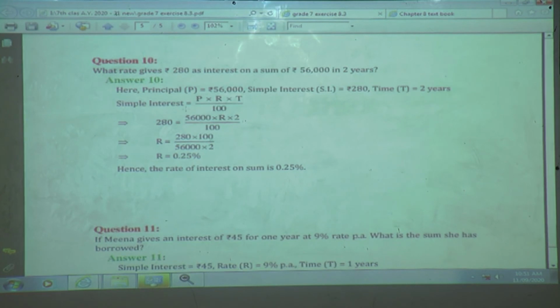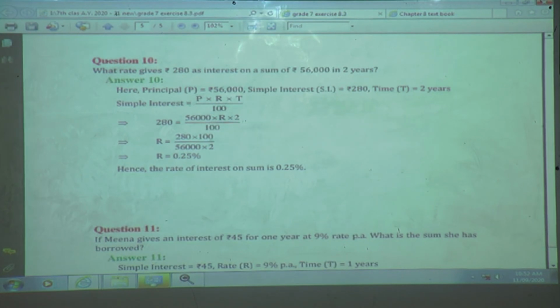So you know what is given in the statement. First we will jot down all the things here. So principal P is equal to 56,000. Simple interest SI is equal to 280, and the time period is given as 2 years. So you know the formula, that is simple interest is equal to PRT upon 100.